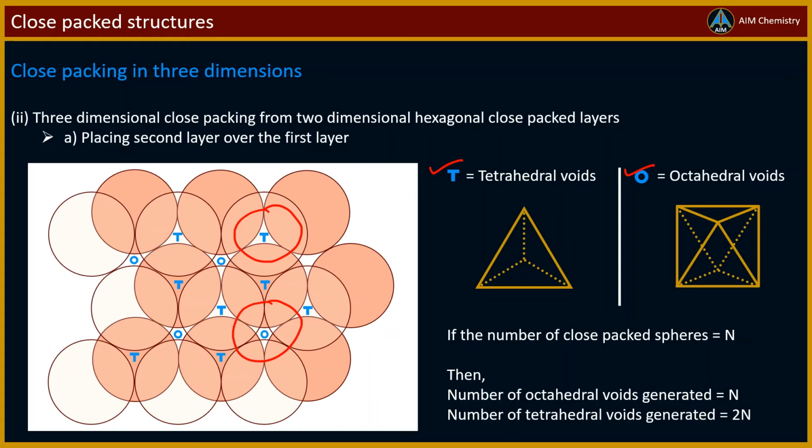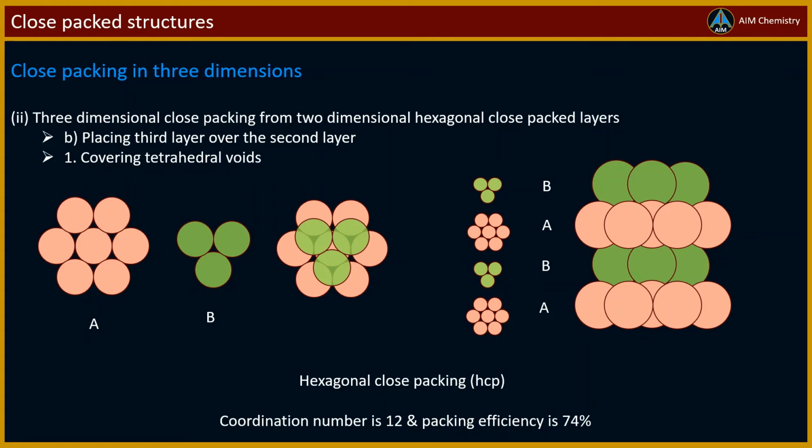The number of these 2 types of voids depends on the number of close-packed spheres. If the number of close-packed spheres is n, then the number of octahedral voids generated will be n and the number of tetrahedral voids generated will be 2n. The second step in three-dimensional close packing from two-dimensional hexagonal close-packed layers is placing the third layer over the second layer, where there are two possibilities.